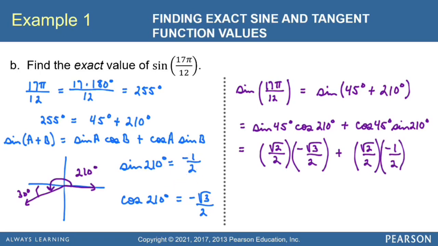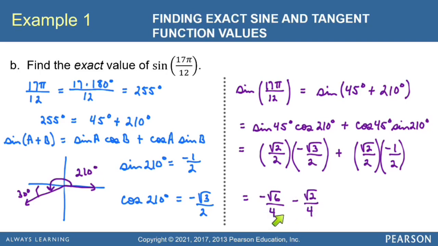As usual, now we will multiply our fractions together. So square root of 2 over 2 times negative square root of 3 over 2 will give us negative square root of 6 over 4. And then when we multiply the fractions in the second term, that would give us negative square root of 2 over 4. But we've got a plus sign here. So instead of writing plus negative, we're just going to write minus square root of 2 over 4. So this is our final answer for the sine of 17 pi over 12.